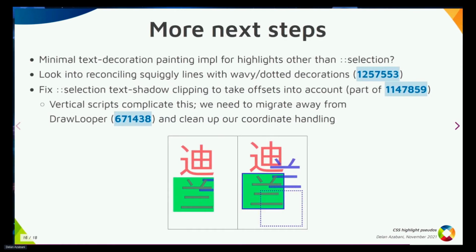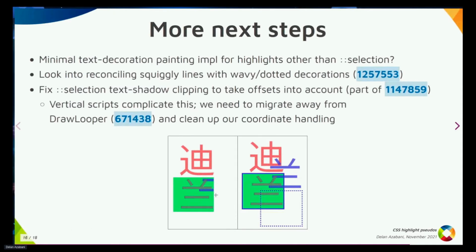There's quite a long tail of work that needs to be done here. Some of the interesting ones include adding text decoration support to the other highlights, which might allow you to, say, strike through some text that has a spelling error, figuring out what to do with squiggly lines in spelling and grammar errors versus wavy and dotted decorations, which are currently implemented separately, and fixing our painting of text shadows on selection and I guess eventually all highlights.